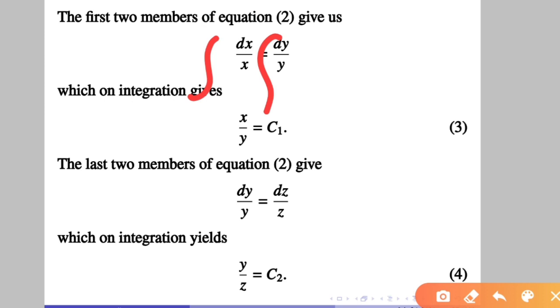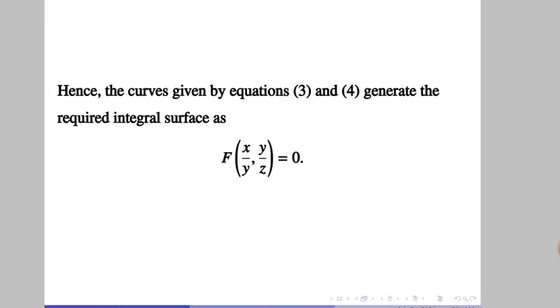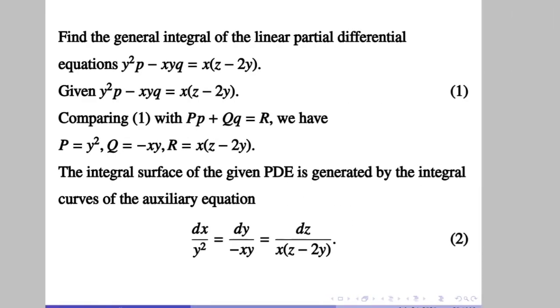Similarly, we are using the second and third term. We are getting y by z is equal to c2. So the general solution, we are writing it as f of x by y comma y by z is equal to 0.